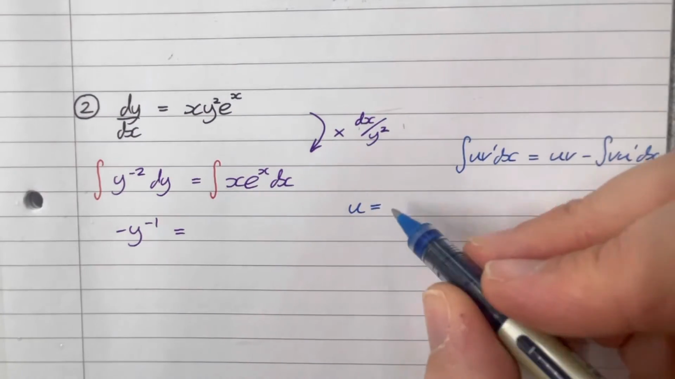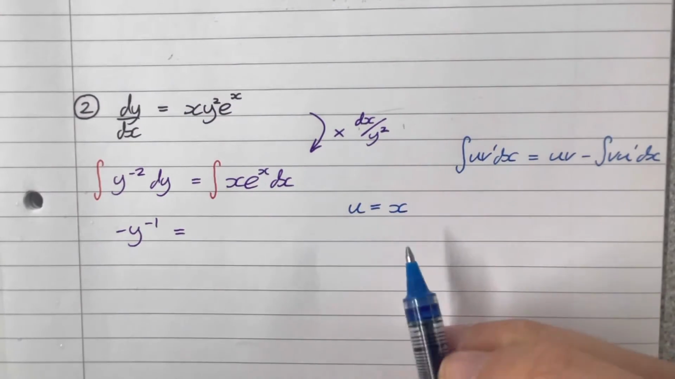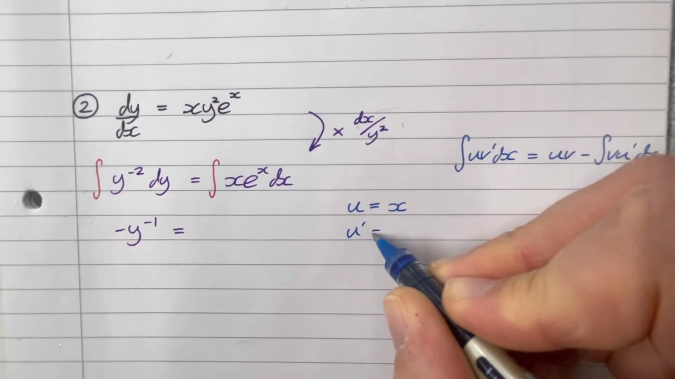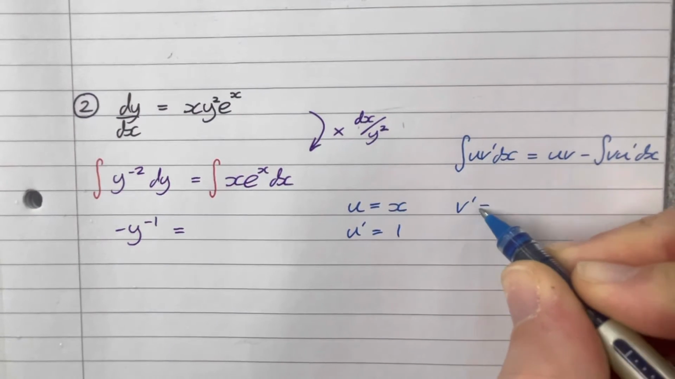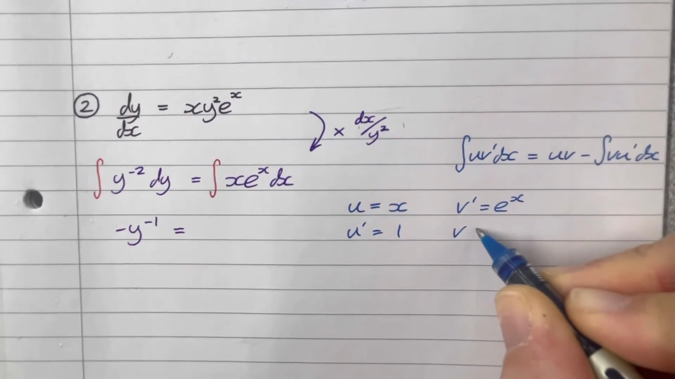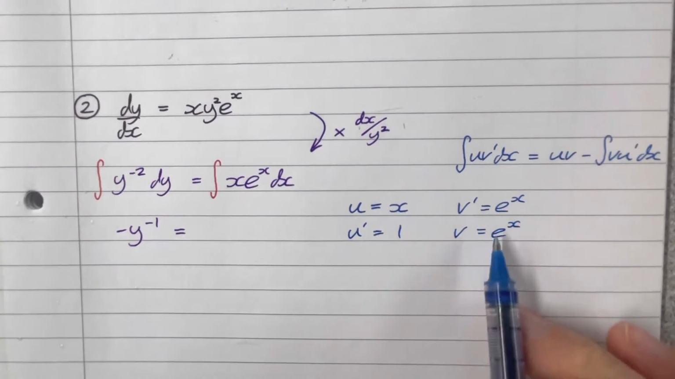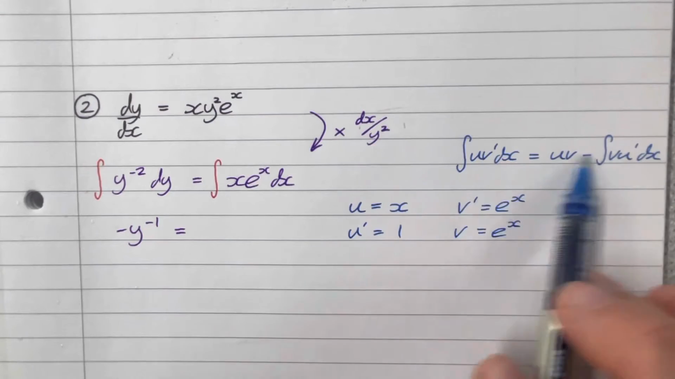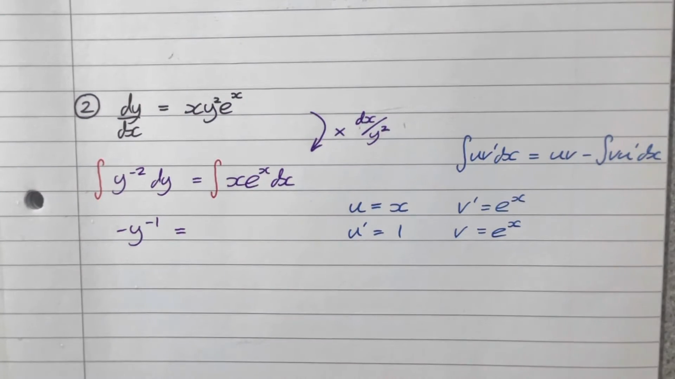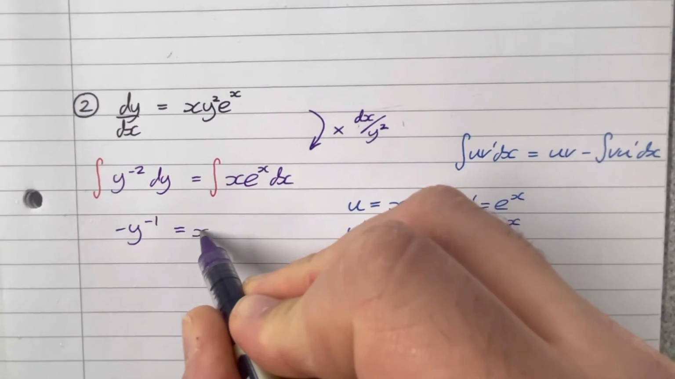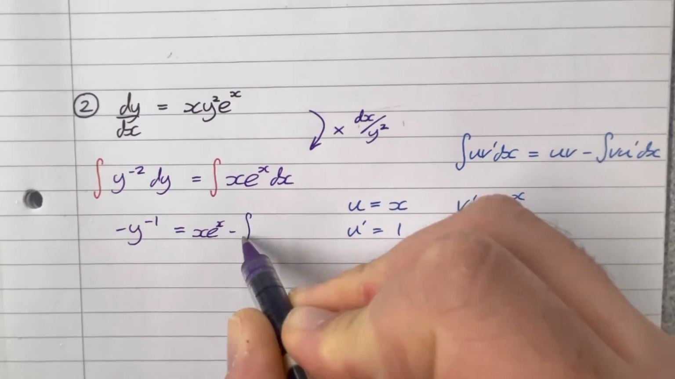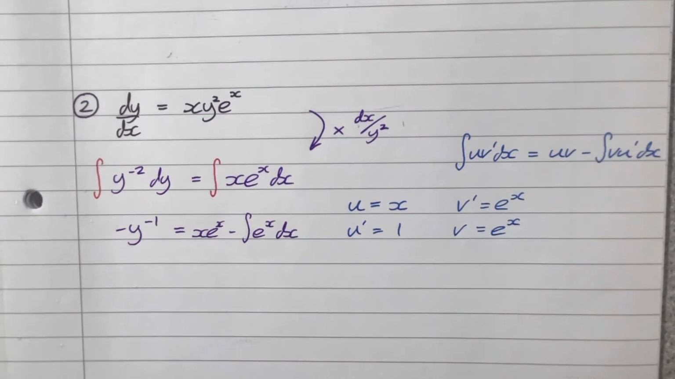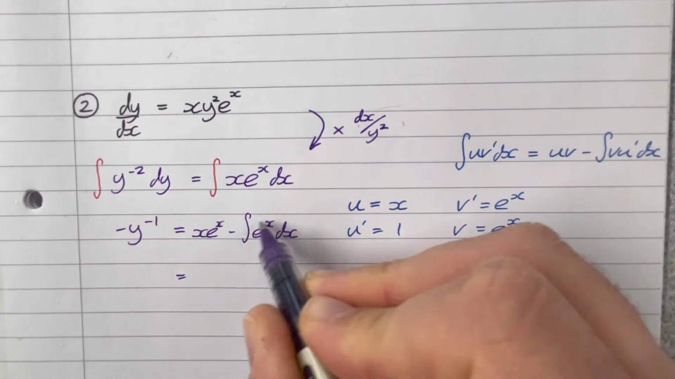So in this case, I'm going to set u to be x. Okay, don't forget the LATE rule. There's no logs, so the u is the algebra. U prime therefore is 1. V primed therefore is e to the x, and then if we integrate that, we'll get e to the x. Now we take those definitions and we plug it into the integration by parts formula to get the right hand side. That's going to equal uv, which is x e to the x, minus the integral of vu primed, which is e to the x dx. I can carry out that integral now straight away.